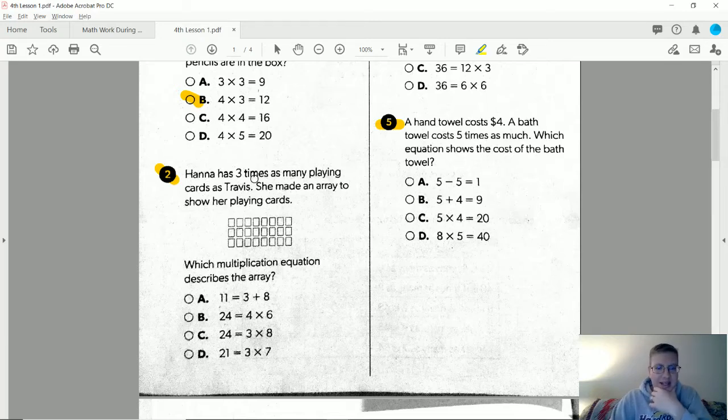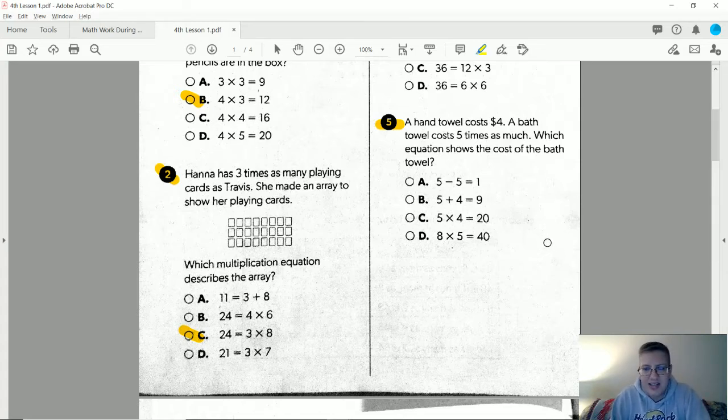Number 2, Hannah has 3 times as many playing cards as Travis. She made an array to show her playing cards. So we have 3 rows. So that's going to show 3 groups. He has 1, 2, 3, 4, 5, 6, 7, 8 playing cards. 8 times 3 would give us 24. So this one's addition. We're not going to do it. This is correct. It's 4 times 6 is 24, but that doesn't match the array, which means letter C would be our answer. Letter D is also a correct math fact, but it does not match the array.